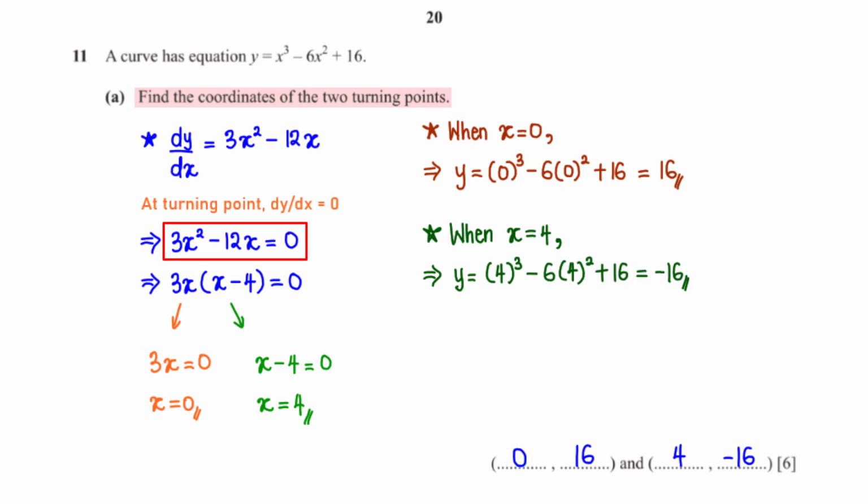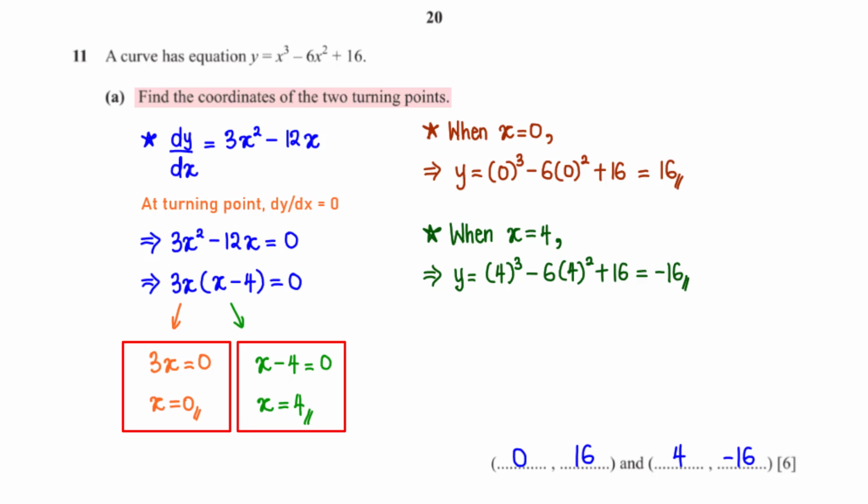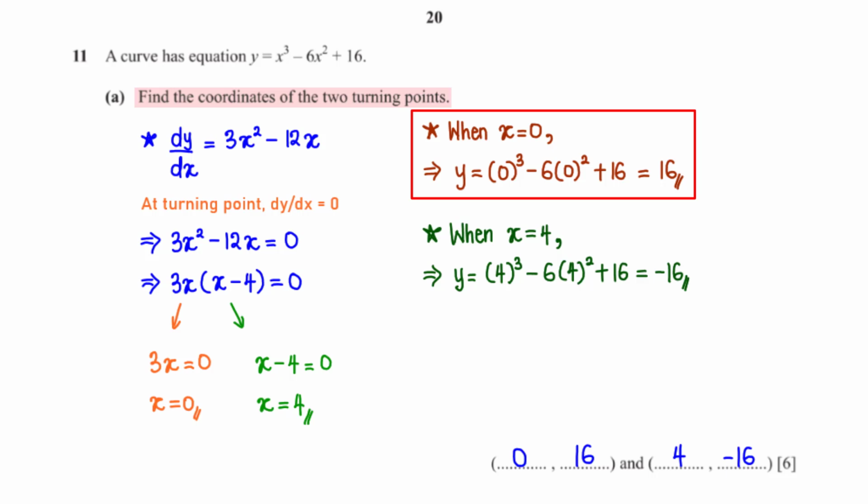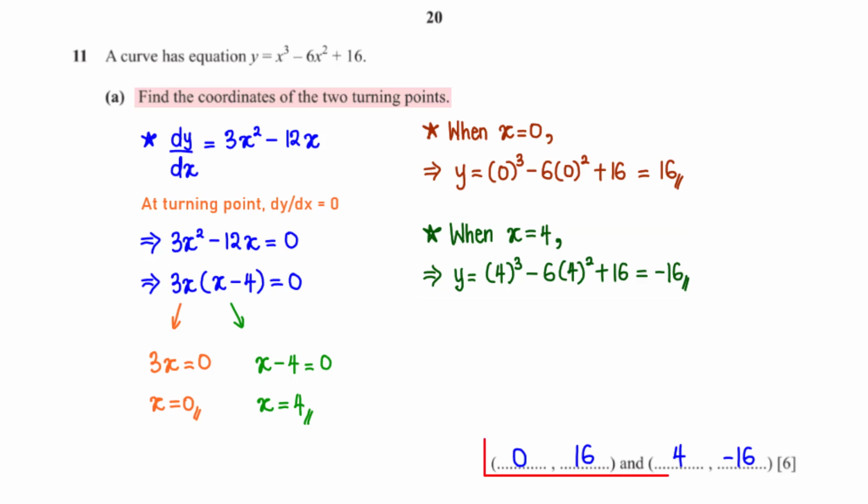The common factor for the two terms is 3x. When we factor that out, we are left with x minus 4. When we equate 3x to 0, we get x equals 0. And when we equate x minus 4 to 0, we get x equals 4. To find the corresponding y coordinates, all we need to do is plug in the x values into the equation of the curve. When x is 0, y is 16, and when x is 4, y is negative 16. And so the coordinates of the turning points are (0, 16) and (4, negative 16).